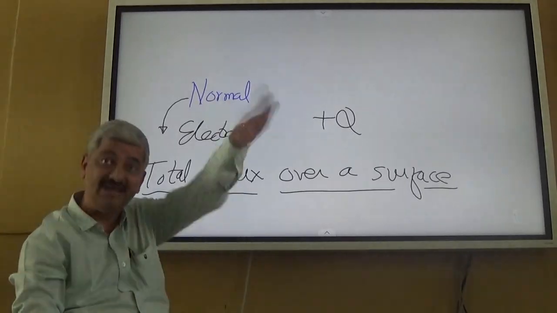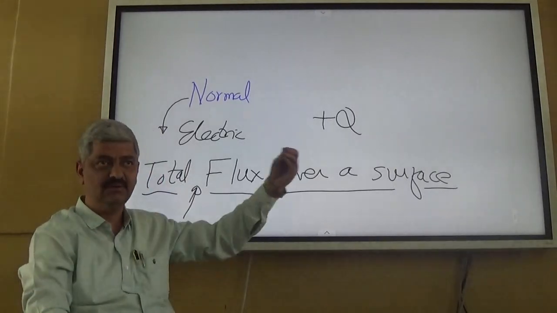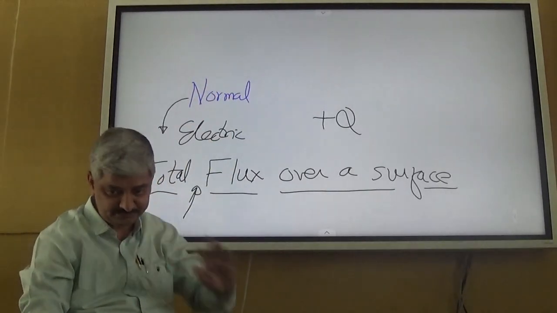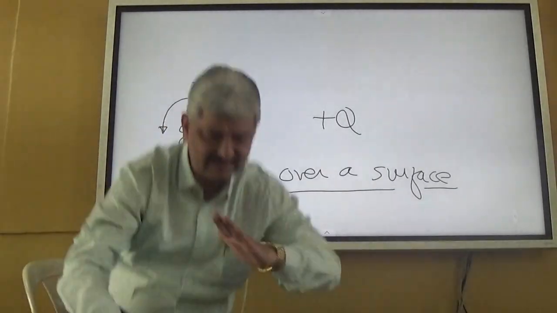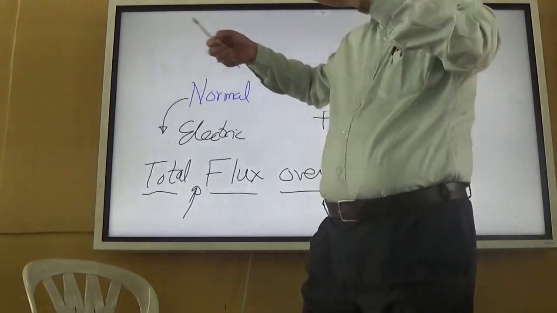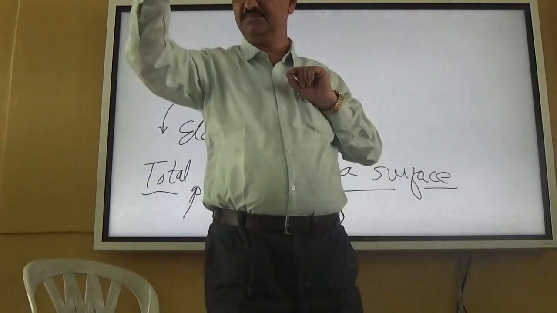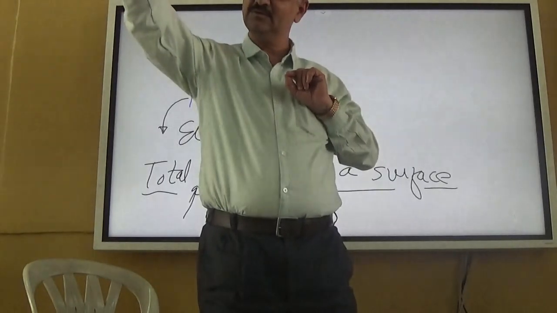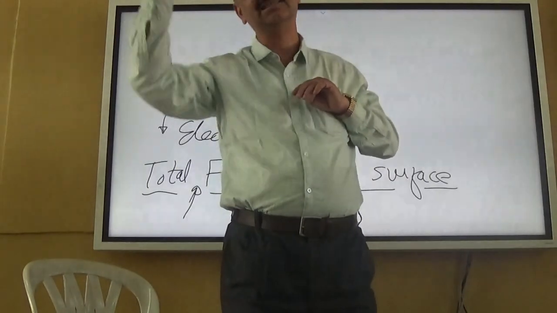So, total normal electric flux over a closed surface is equal to total charge enclosed by that surface. So what is total normal flux, what is the scenario? It is very simple, but you should know it once for all. This is the surface, and here is charge, say, and you are in this corner of the surface. So electric flux or electric field is in this direction, right? So how much electric field will pass through it?